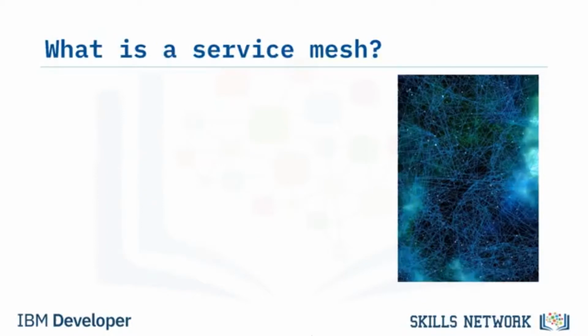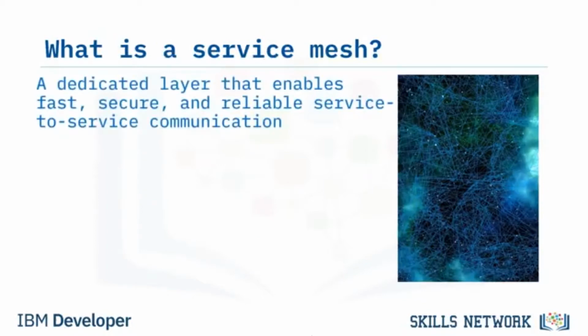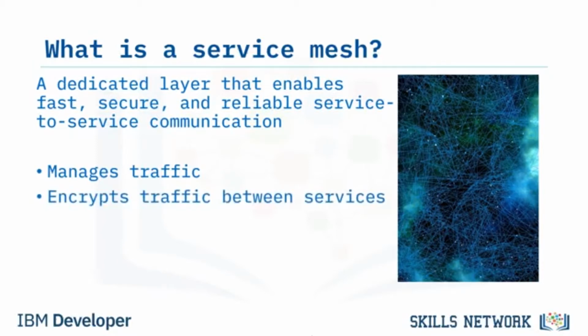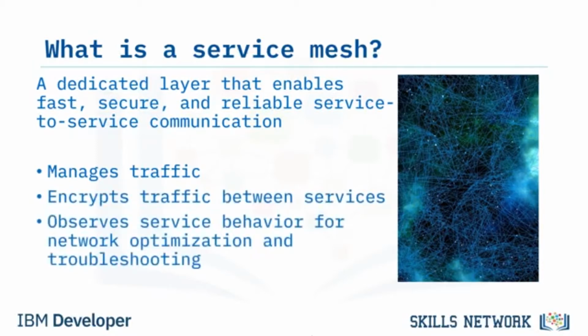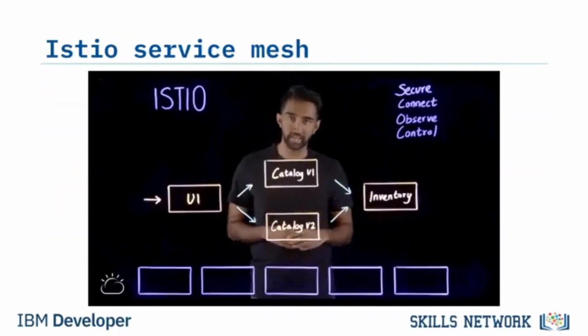Now let's talk about service meshes. A service mesh is a dedicated layer for making service-to-service communication secure and reliable. Among other capabilities, service meshes provide traffic management to control the flow of traffic between services, security to encrypt traffic between services, and observability of service behavior to troubleshoot and optimize applications. To learn more about service mesh capabilities, and specifically the Istio service mesh, here is Ram Venom from the IBM Cloud team. Let's use this example application.